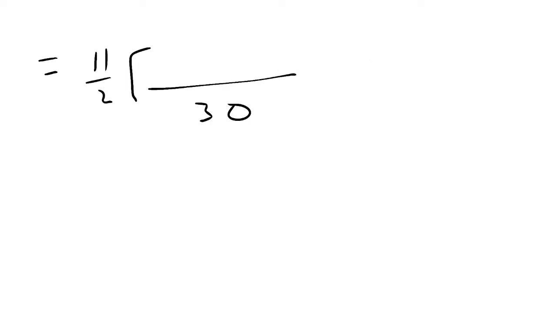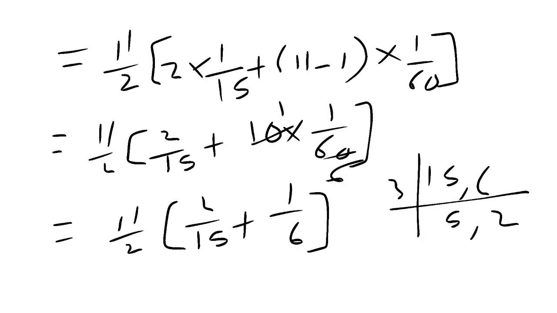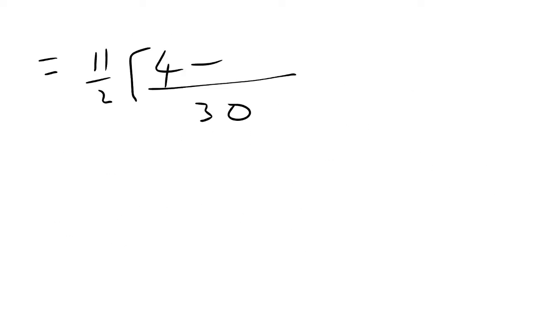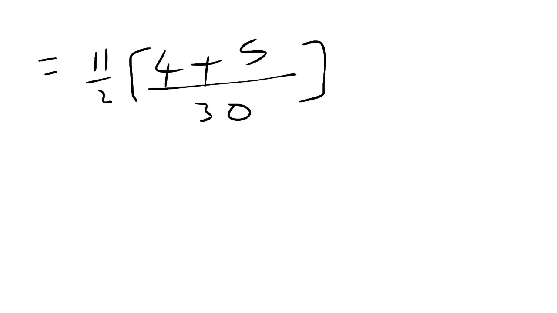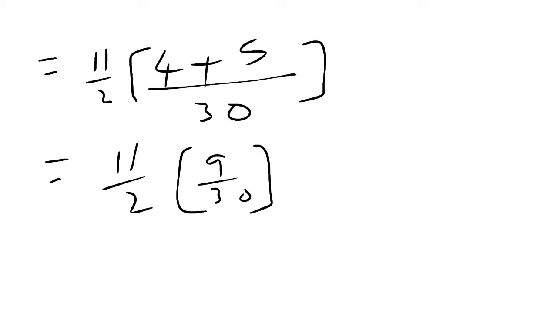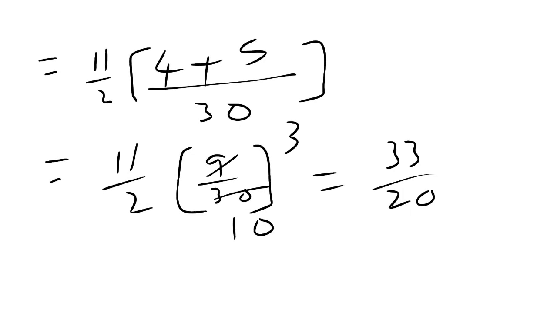30 in 15 table 2 times, 2 into 2 is 4, plus 30 in 6 table 5 times, 5 into 1, the numerator is 5. So 11 by 2 into (4 plus 5), 9 by 30. So 3 threes are 9, 3 tens are 30. So it equals 33 by 20. So the sum of the 11 terms of the fourth question is 33 by 20.